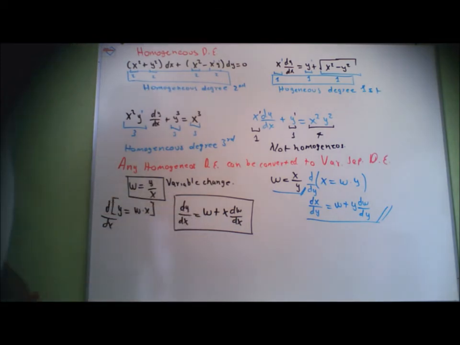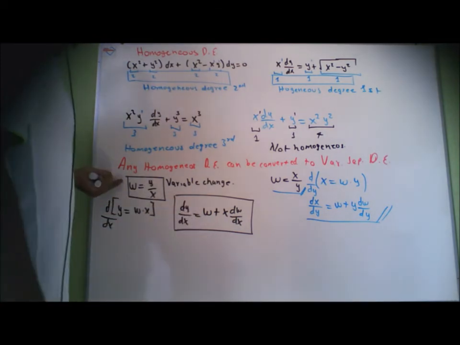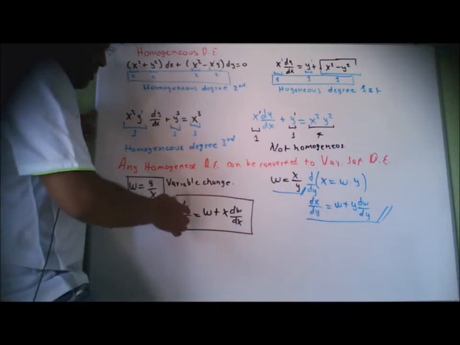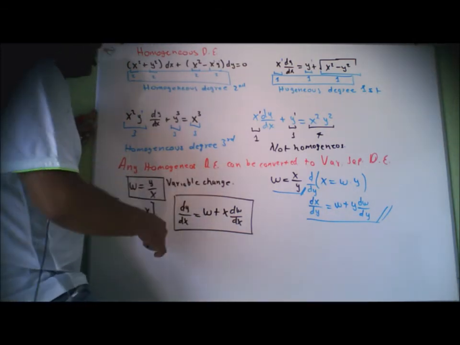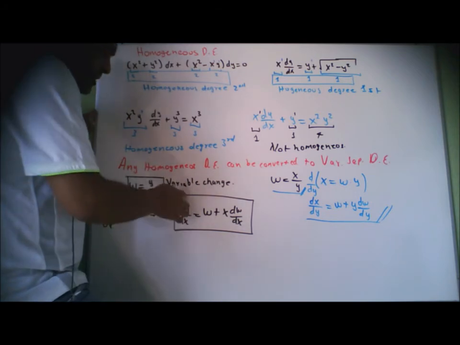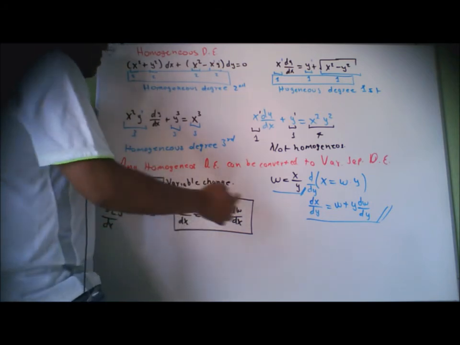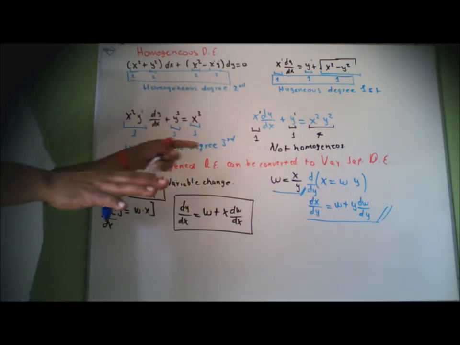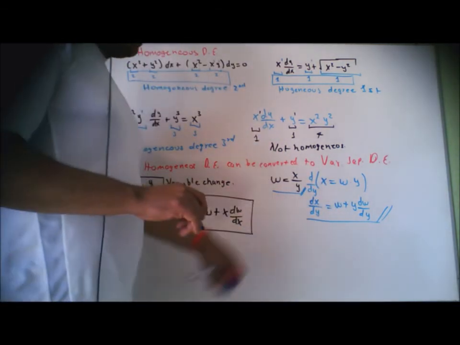Usually the first is the most common variable change, and why is it most common? Because it's the derivative of y with respect to x. We are used to handling differential equations with the derivative of y with respect to x, not the derivative of x with respect to y. But you can happen to use this sometimes.